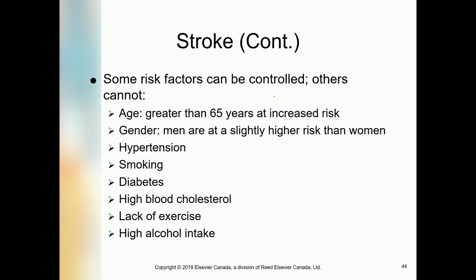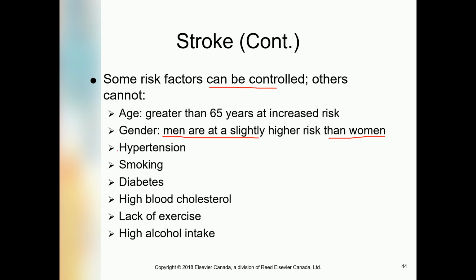Some risk factors can be controlled, others cannot. What can be controlled? Lifestyle and diet can be controlled, but if people inherit from their parents, it cannot be controlled. Age, greater than 65 years at increased risk. Gender, men are at a slightly higher risk than women. Who are higher risk? Which disease? Women, osteoporosis and osteoarthritis. But stroke, men are the winner. They get more chances of getting it.